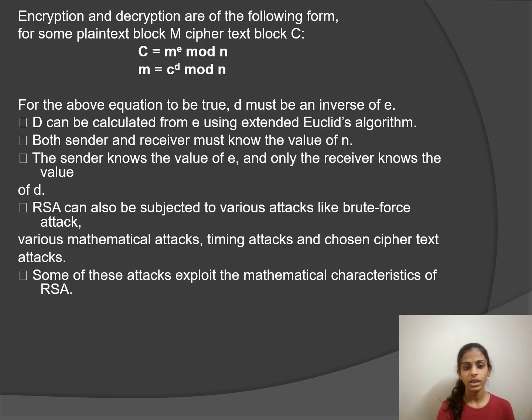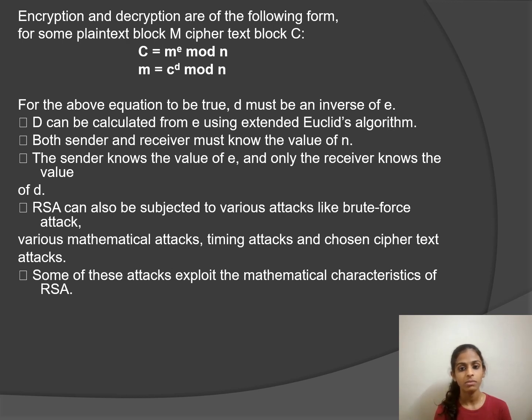So for encryption and decryption, we have two formulas. We can see in the given slide, encryption and decryption are of the following form for some plaintext block M and ciphertext block C. So C is equal to M power E mod N, and M is equal to C power D mod N. For the above equation to be true, D must be an inverse of E. So D can be calculated from E using the extended Euclid's algorithm.